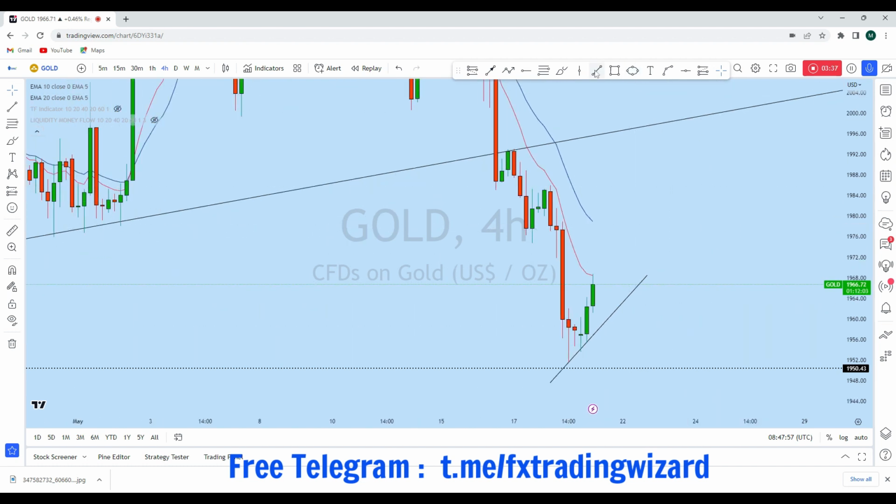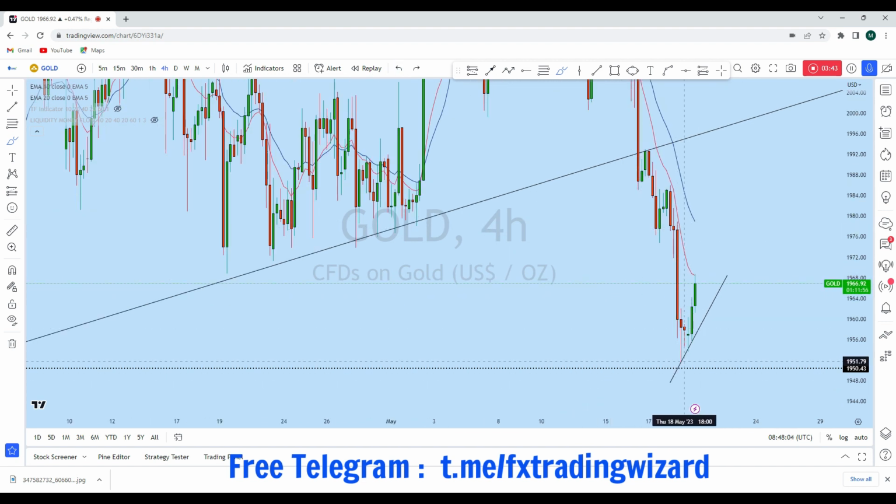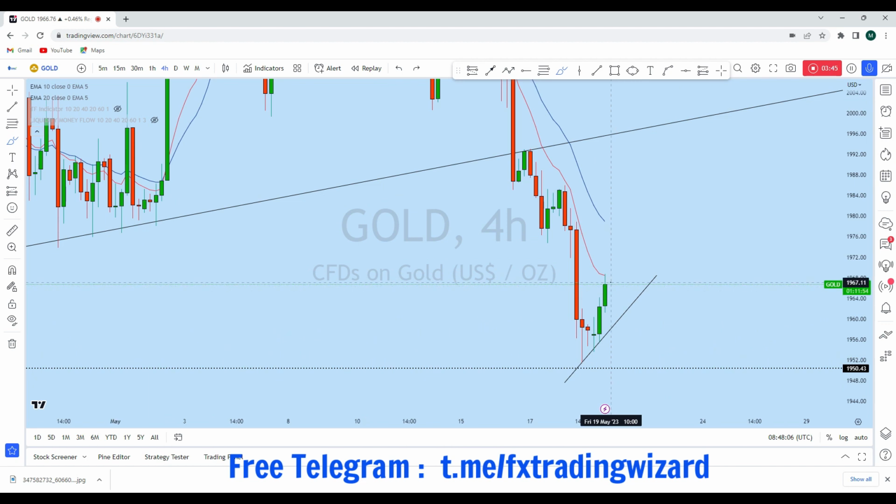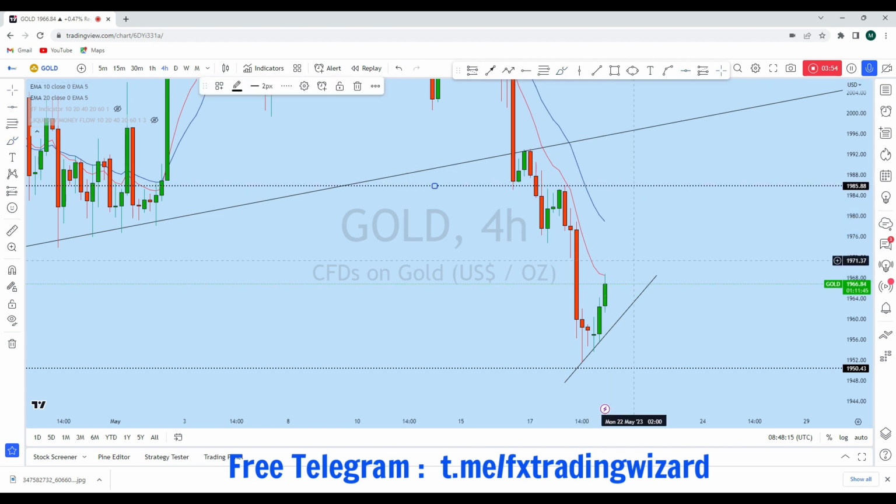I think that after a little pullback towards the downside, we might see a further bullish move, as the market has already dropped well below. On the lower time frame, the price is going for a pullback, and we could even see it break this previous swing high to grab liquidity.